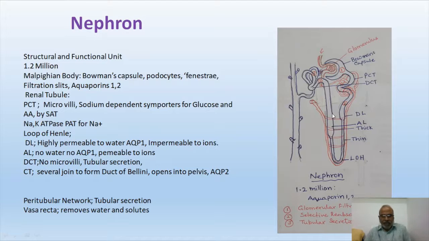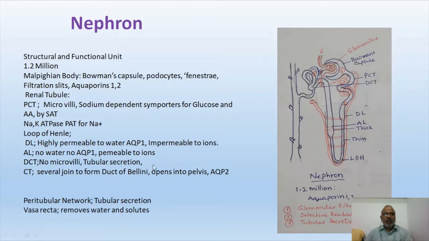After understanding the structure of a nephron, we need to understand the absorption process. Microvilli in the PCT absorb sodium and other materials because they have symporters for glucose and amino acid absorption. The absorption may be primary active transport or secondary active transport. Primary active transport is for sodium, and secondary active transport is for glucose and amino acids. The descending limb is highly permeable to water, whereas the ascending limb is impermeable to water. The descending limb has aquaporin 1, which conducts obligatory water reabsorption. Aquaporin 2 is present in the distal convoluted tubule, where facultative water reabsorption occurs.